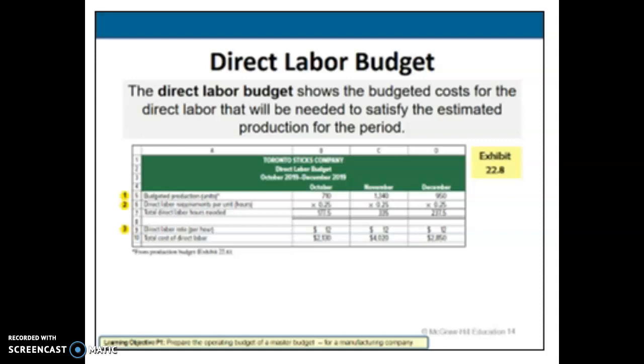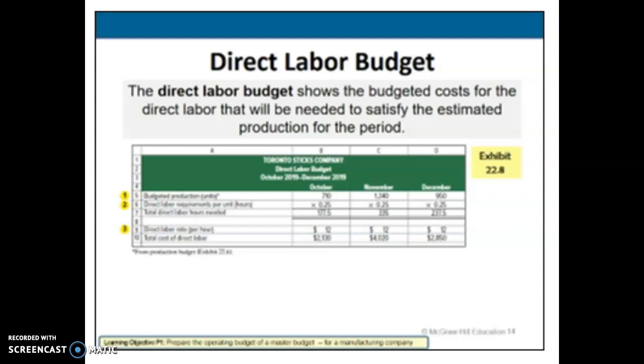First, they need to know the number of units to produce. That comes from the production budget. Next, they need to know the labor requirements per unit, the direct labor hours for each unit of the finished product. And then finally, they need to know the cost per direct labor hour. Here we see that 15 minutes, a quarter of an hour, of labor time is required to produce one unit. The labor is paid at a rate of $12 per hour.